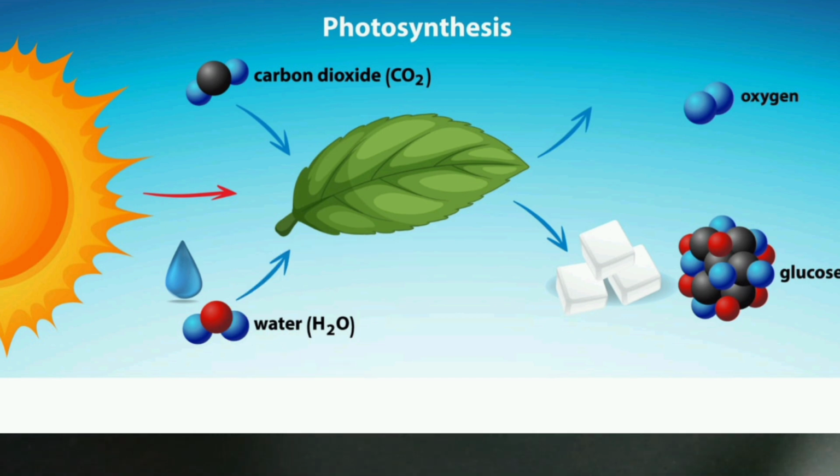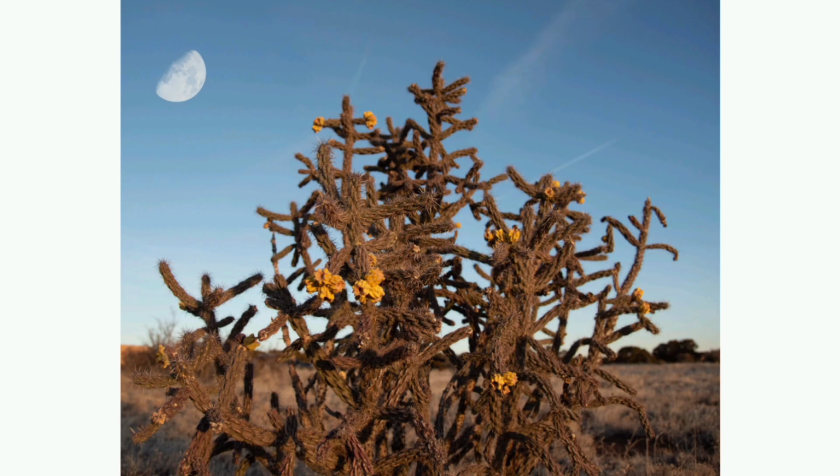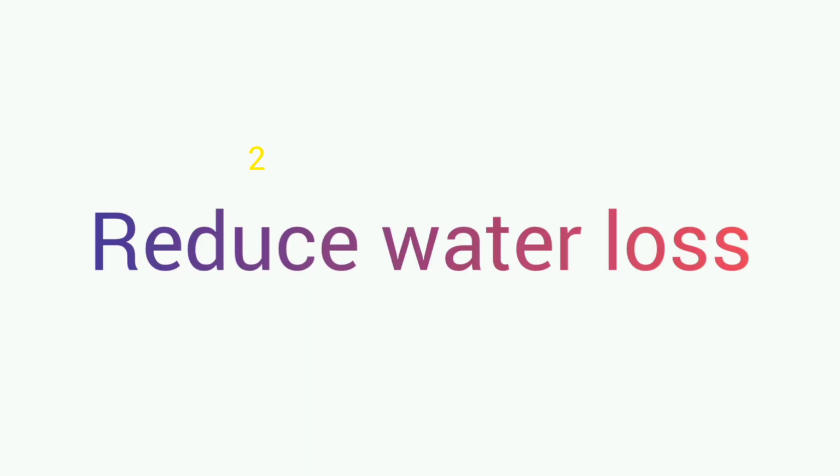These steps of photosynthesis do not always happen one after the other immediately. For example, desert plants take in carbon dioxide at night and store it as an intermediate compound. Then during the day, they use sunlight and chlorophyll to complete the process of photosynthesis, and this helps them reduce water loss in hot, dry climates.